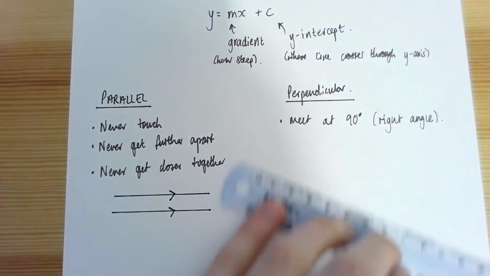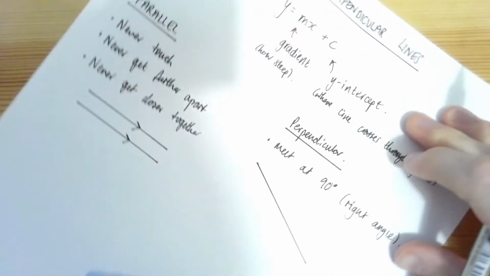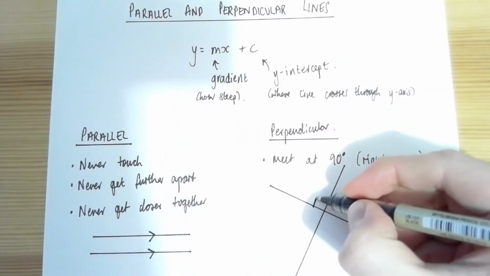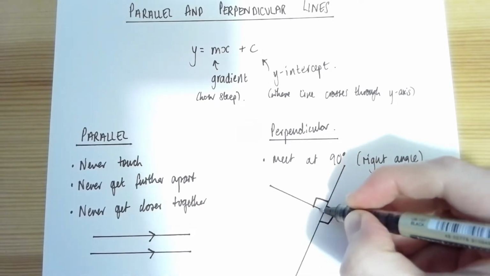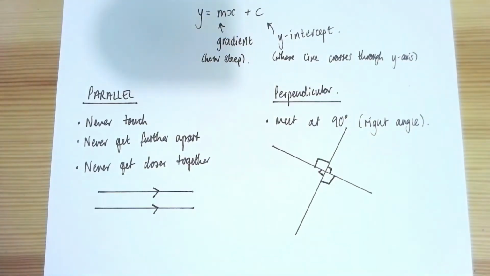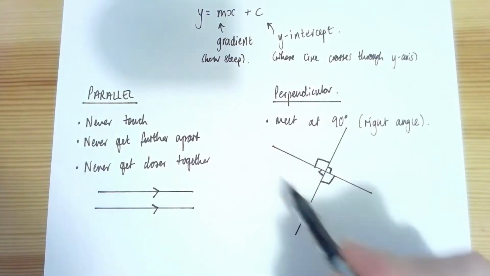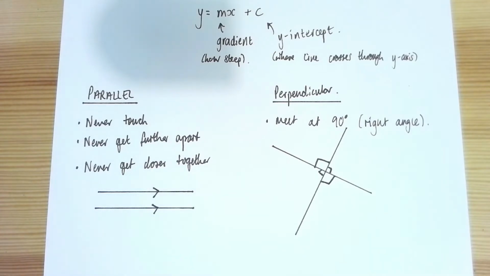And perpendicular lines, if I had one line like that, the other line would have to meet at 90 degrees, like so. And there's 90 degrees, there's 90 degrees, there's 90 degrees, and there's 90 degrees. So as we can see, all of these angles are 90 degrees, so the two lines here are perpendicular, and the two lines here are parallel. Now let's look at some exam questions.